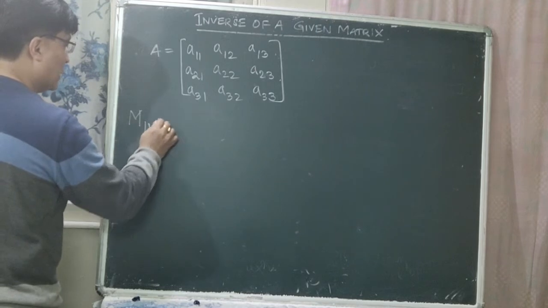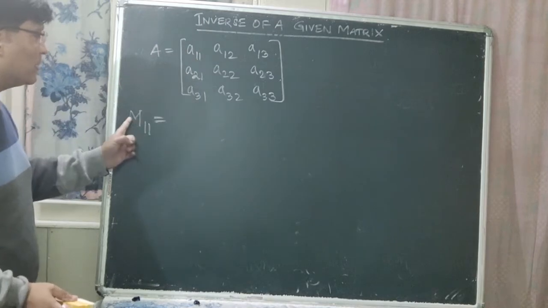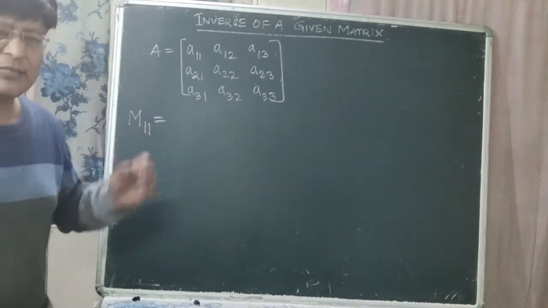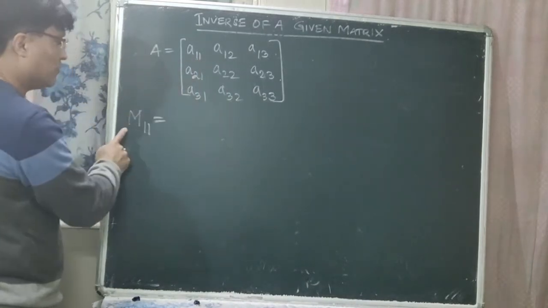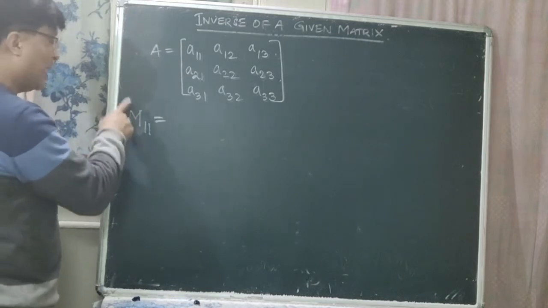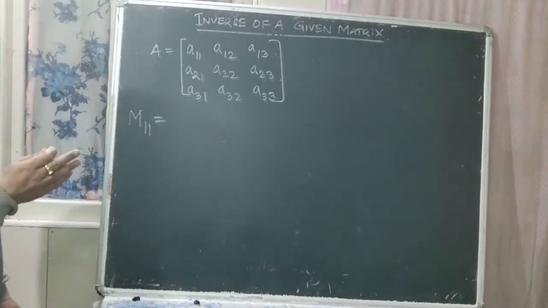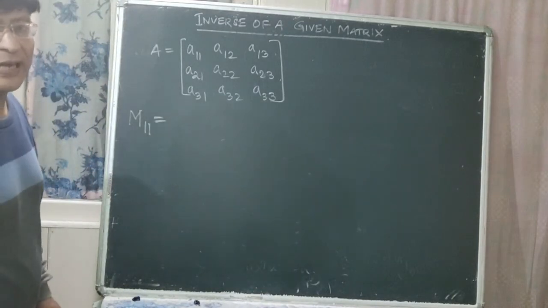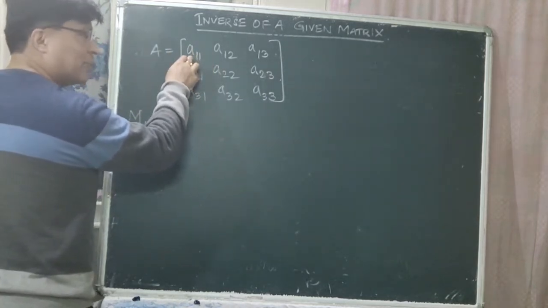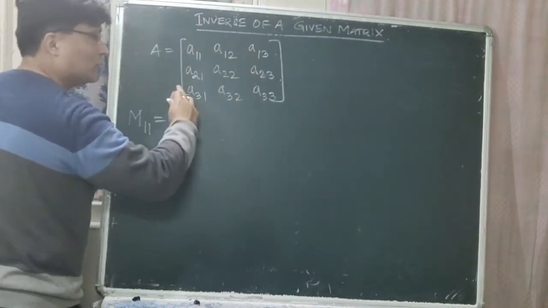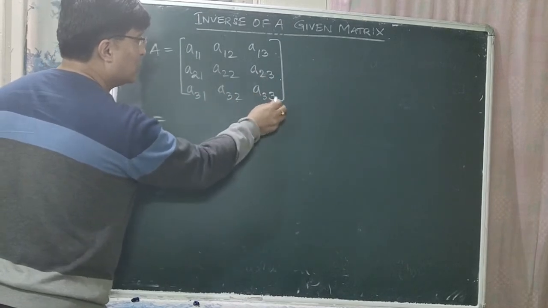Suppose the minor of the element small a11 is represented by M11. Now in this case, this is the third order determinant. So according to the definition, the minor of an element of a given matrix is obtained by deleting the row and the column through that element. That means what remains out here? A22, A23, A32, A33, isn't it?